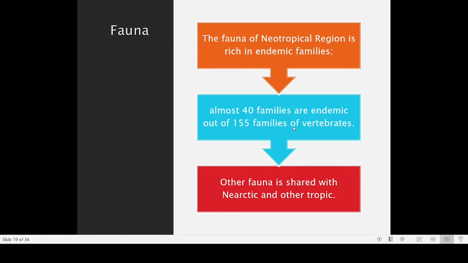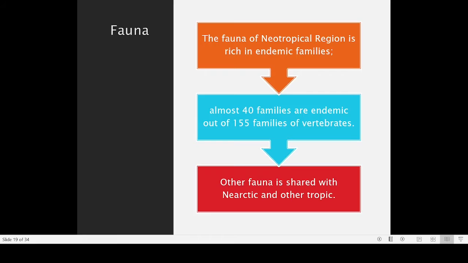There are 155 families of vertebrates. Vertebrates, animals with vertebrae, include mammals, lizards, reptiles, amphibians, and fishes. Out of these 155 families of vertebrates, or chordates, we can see that 40 families are found only in South America. So that shows the importance of this region in biodiversity studies, because it has a rich diversity of plants and animals, especially animals.